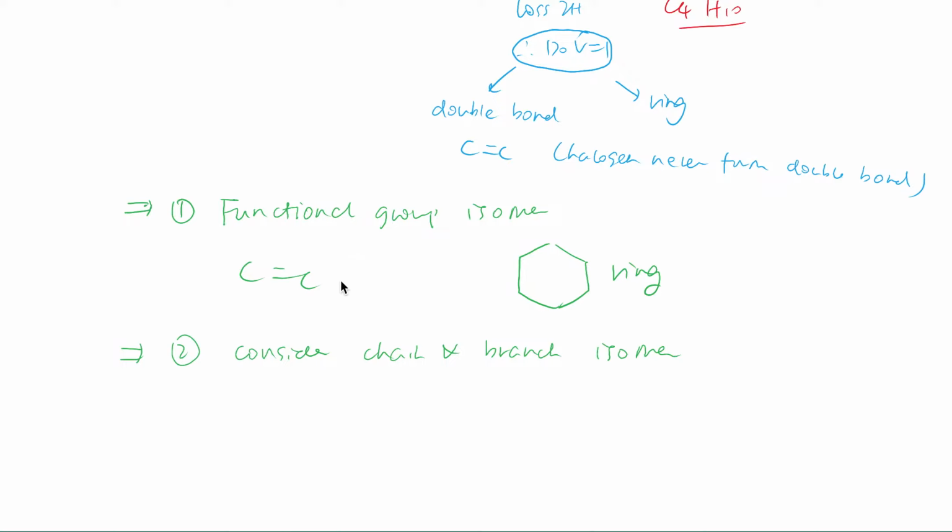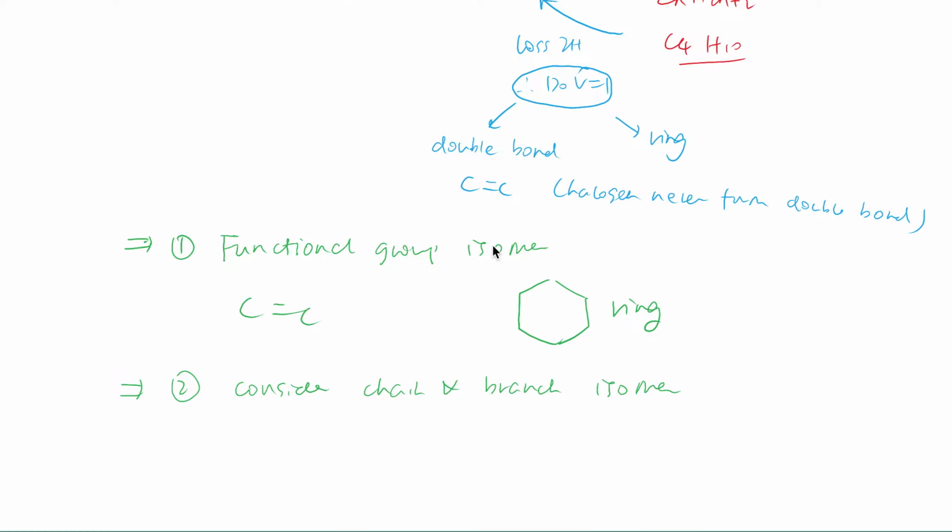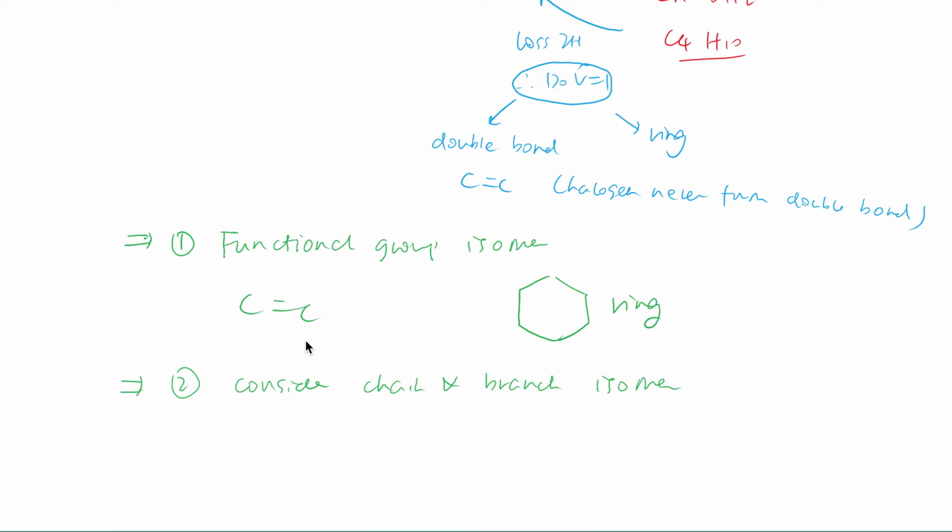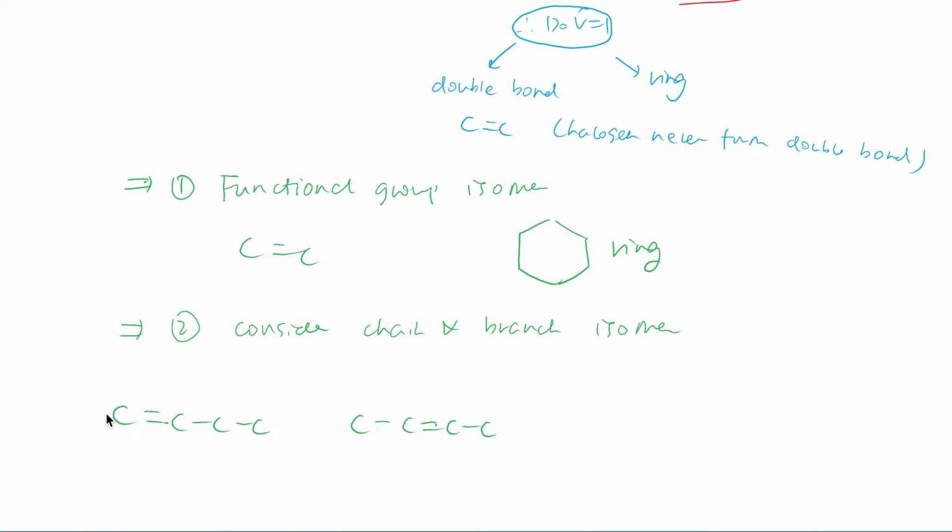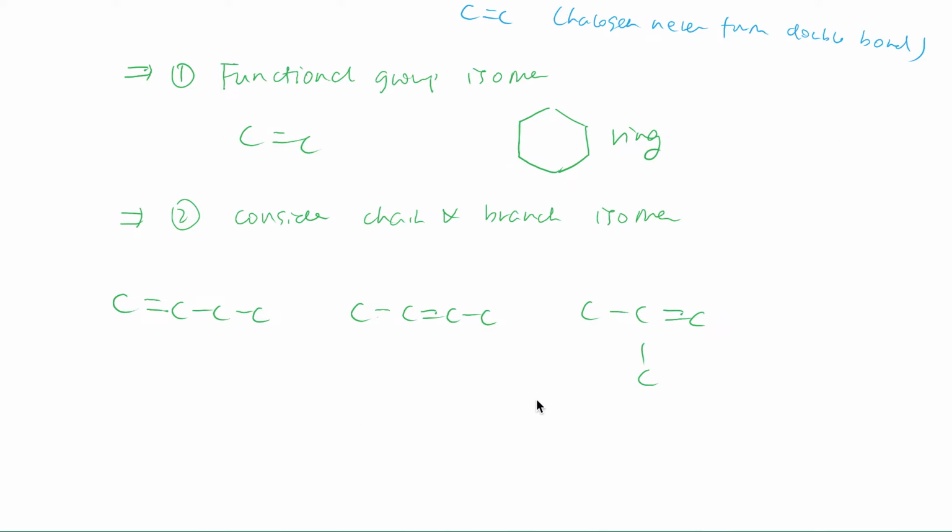So with a double bond and 4 carbons, the only possibility is 4 in a straight chain. And with the double bond in the first position, the second position, the third position would be the same as the first. So they could be a straight chain, or they could be in a different branch. So that's 3 different versions for the double bond. It can't be anything else.